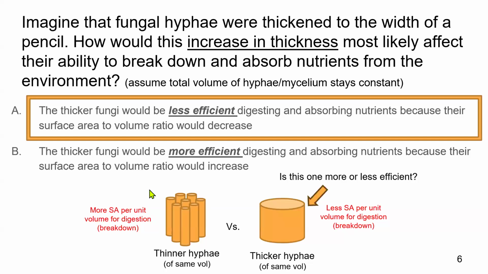And that's simply because this layout has more surface area per unit volume for digesting and secreting enzymes and breaking stuff down, but also absorbing nutrients from the environment than this one. So higher surface area to volume ratio here. Higher surface area to volume ratios are typically better at absorbing nutrients from the environment or secreting enzymes into the environment, like we might see.